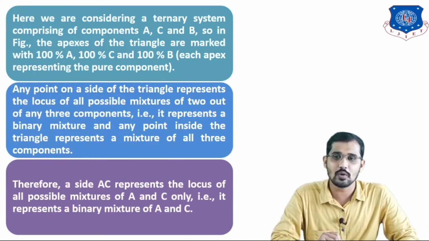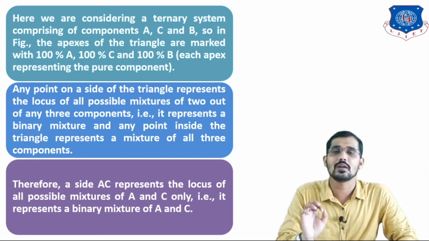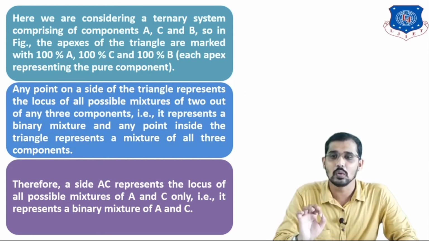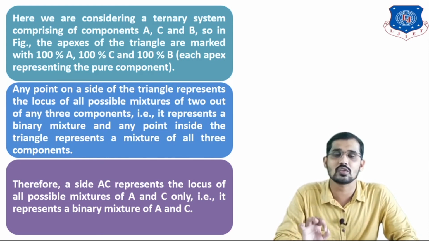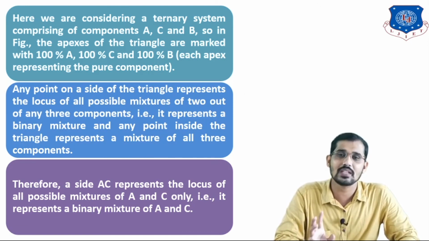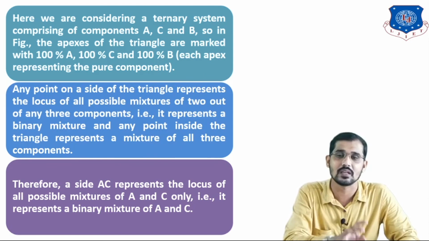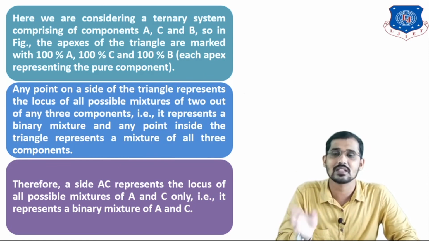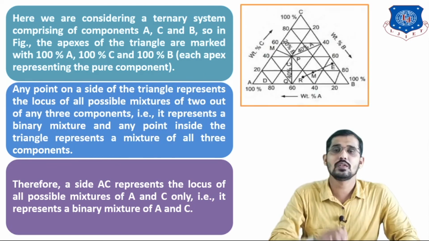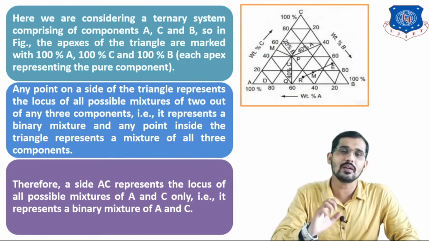Now this is the last point you can see here. Therefore, side AC represents the locus of all possible mixtures of A and C only. For example, A is present at 20% and C is present at 80%. A is present at 30%, C is present at 70%. So this is all about the equilateral triangular diagram.